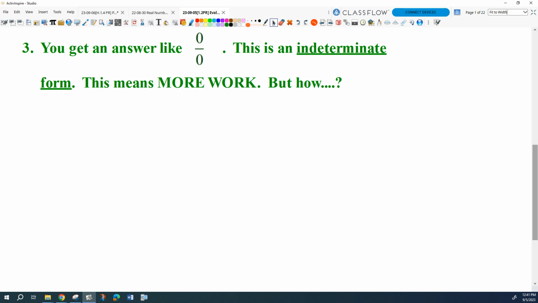Okay, the third, and for us at this point most important possibility, is you get something like 0 divided by 0, or later on, it could also be something like infinity over infinity, or something like 0 times infinity, or something like infinity minus infinity. I think that's it. I don't know if we'll even deal with all of those, but for sure we'll deal with that case.